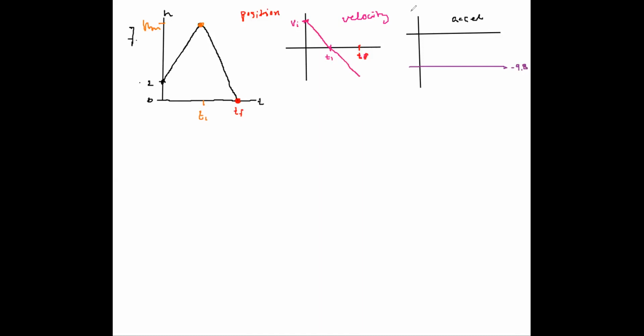Now we actually should look at the problem. We are given this equation: H is equal to 2 plus 24.5 t minus 4.9 t squared. We know that vi is equal to 24.5 meters per second. So, part A, we need to find the velocity after 2 seconds and after 4 seconds. How are we going to find velocity?